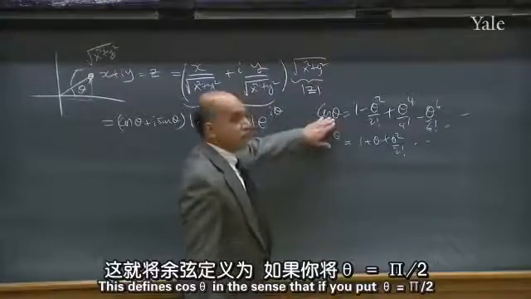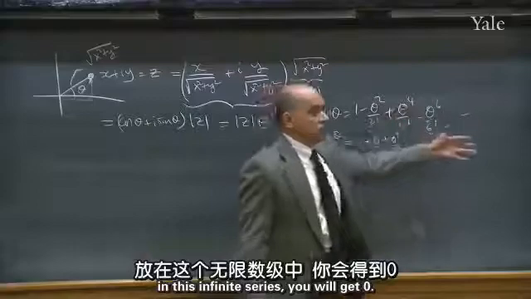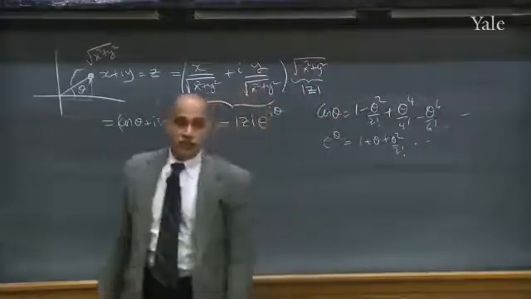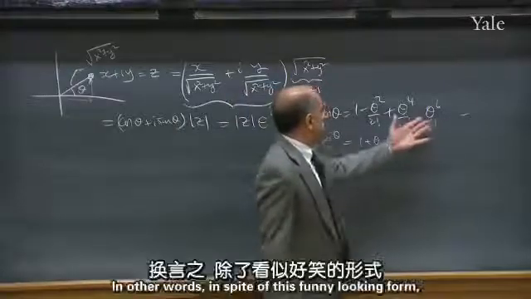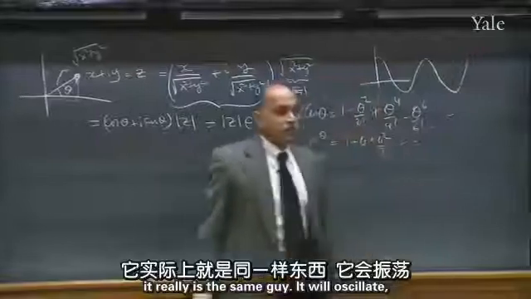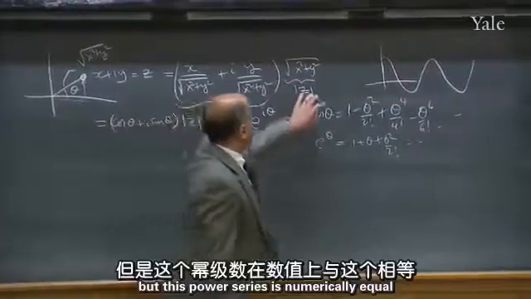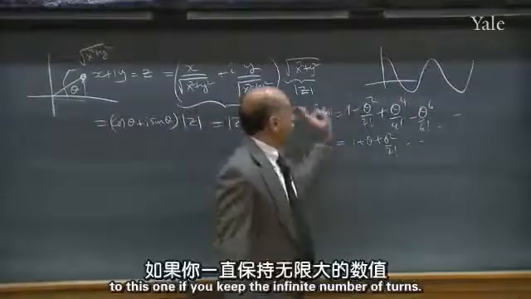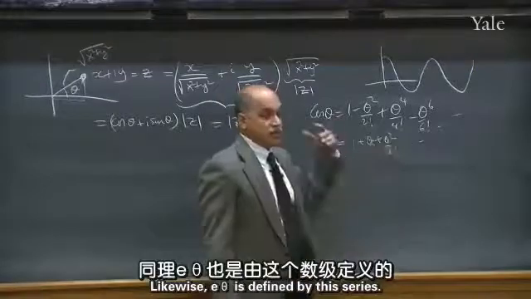This defines cosine theta in the sense that if you put theta equal to pi over 2 in this infinite series, you will get 0. If you put theta equal to pi, you will get minus 1. In other words, in spite of this funny looking form, it really is the same guy. It will oscillate, it will have zeros, it will be periodic, none of which is obvious. But this power series is numerically equal to cosine if you keep the infinite number of terms. Likewise, e to the theta is defined by this series.